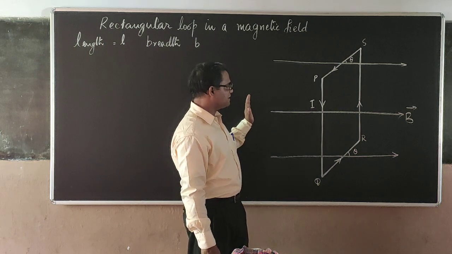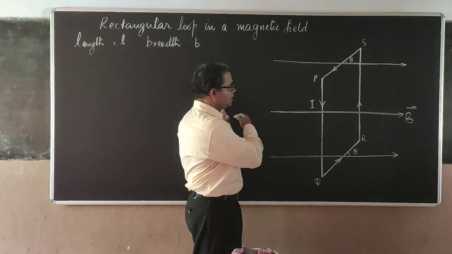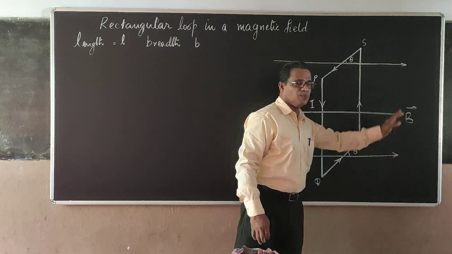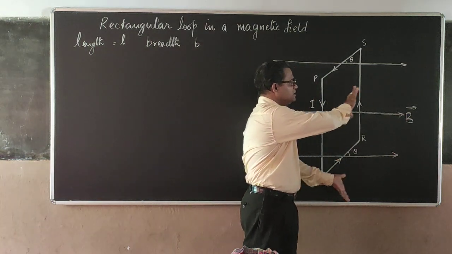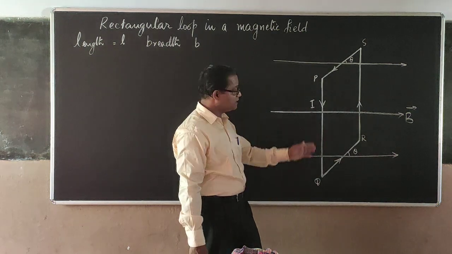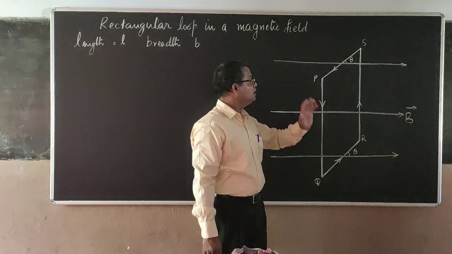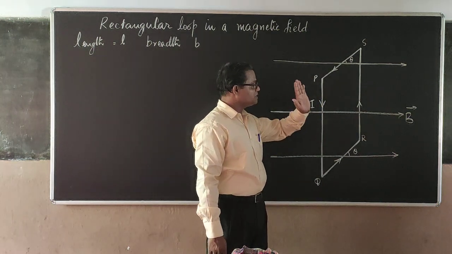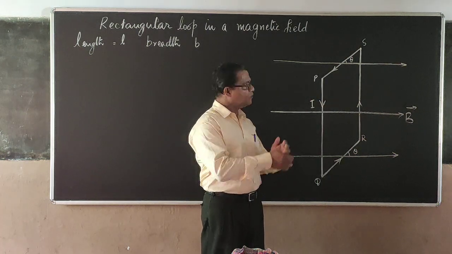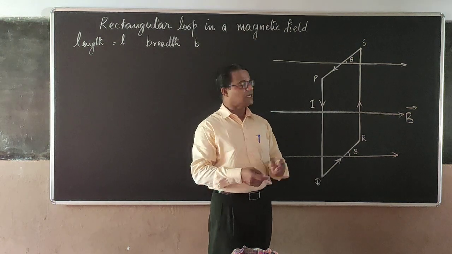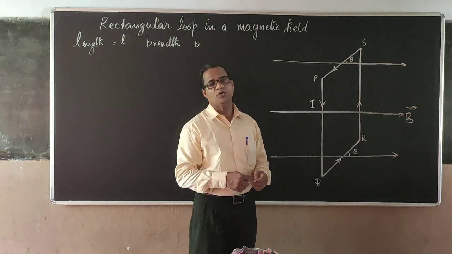And there exists a magnetic field in the plane of the board along this way. A set of magnetic field lines are going like this, and they are a uniform magnetic field. In that, the rectangular loop is kept like this. Now what will happen to the rectangular loop when the current flows through it? That is what we want to identify.